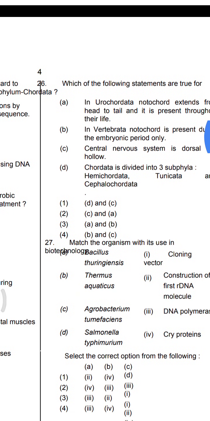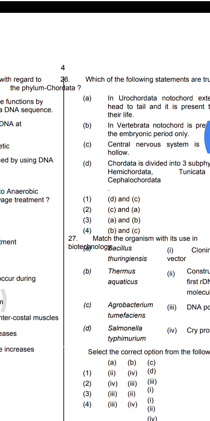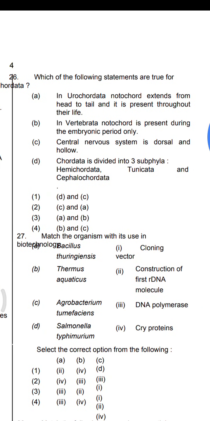26th question, which of the following statements are true for the Phylum Chordata? A, in Urochordata the notochord extends from head to tail and it is present throughout their life. Option B, in Vertebrata the notochord is present during the embryonic period only. Option C, central nervous system is dorsal and hollow. Option D, Chordata is divided into 3 subphyla: Hemichordata, Tunicata and Cephalochordata. 1, D and C. 2, C and A. 3, A and B. 4, B and C.